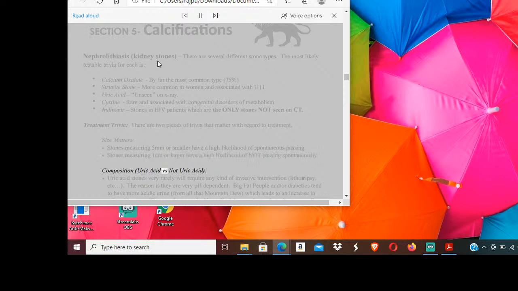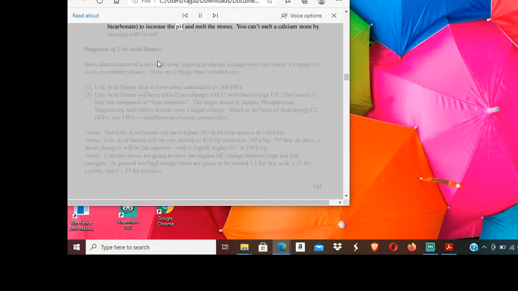Composition: uric acid versus not uric acid. Uric acid stones very rarely will require any kind of invasive intervention, lithotripsy, etc. The reason is they are very pH dependent. Big fat people and or diabetics tend to have more acidic urine, from that Mountain Dew, which leads to an increase in uric acid stones. They can be treated with medical therapy, potassium citrate, or sodium bicarbonate, to increase the pH and melt the stones. You can't melt a calcium stone by messing with the pH.